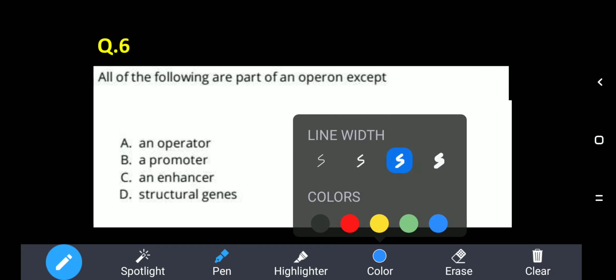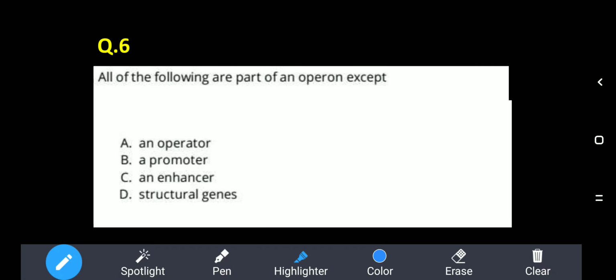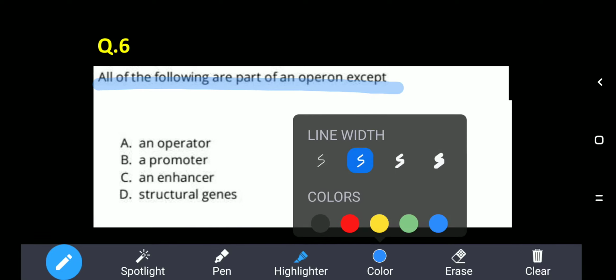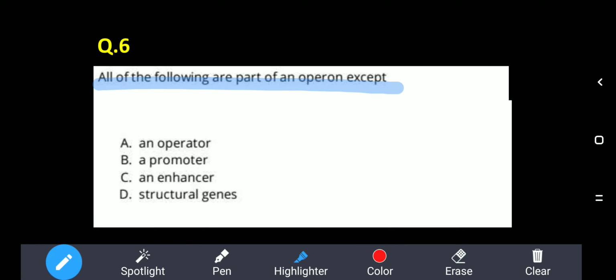Okay, beautiful question, operon question. All of the following are parts of an operon except what is not the part of an operon? A promoter, an operator, a promoter, an enhancer, and structural gene. For this, I'm going to draw a diagram so that the picture is quite clear in your mind.